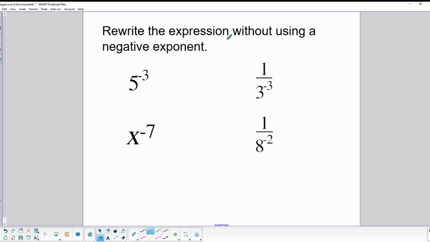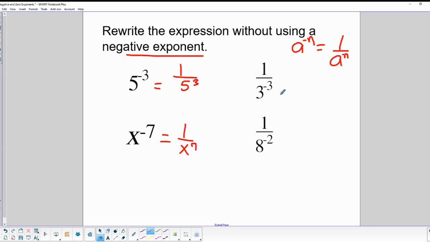So our first statement, rewrite the expression without using a negative exponent. Well, I have a negative exponent in the numerator, and if I remember my rule, any number with a negative exponent can be rewritten as 1 over that same number with the exponent made into a positive. So in this case, we have a negative 3 for our exponent, so we're going to do 1 over 5 to the third for our positive exponent. How about this one? This would just end up being 1 over x to the positive 7.